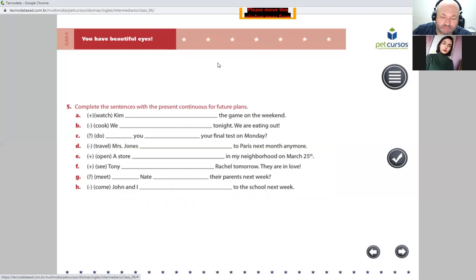Okay? So here we have an exercise that you have to put the sentences in the present continuous and you have the future expressions, they are here, né? As expressões do futuro já estão aí, they are here already. So, just put the sentences in the present continuous, okay? I'll give you a little time to do it. When you finish, let me know.